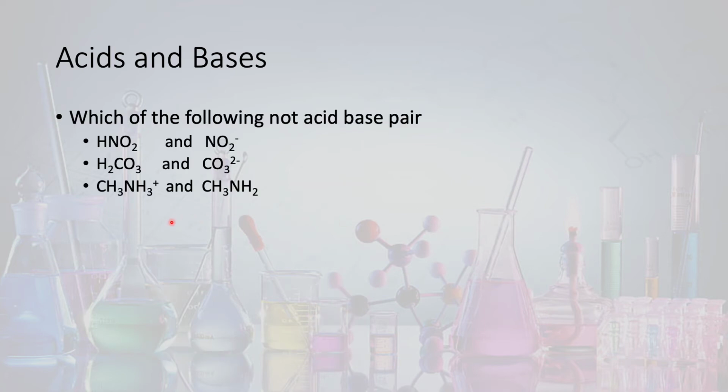Now let's try a little bit of a quiz. Here are a series of Bronsted acids and a series of other molecules. Which of the following is not an acid-base pair? That should be about enough time for you to take a guess. If you chose this middle example, you are correct.